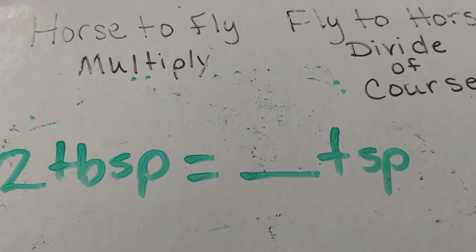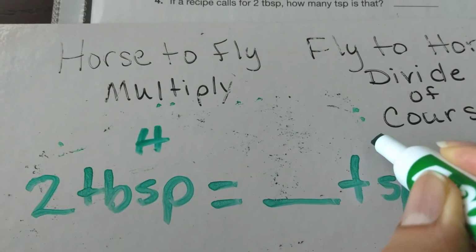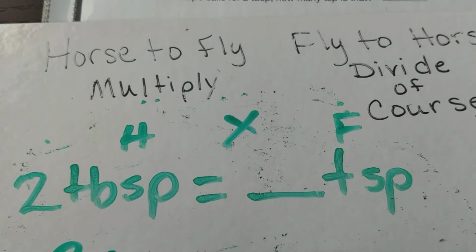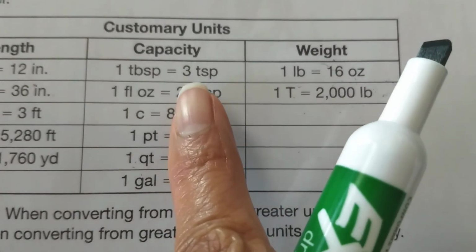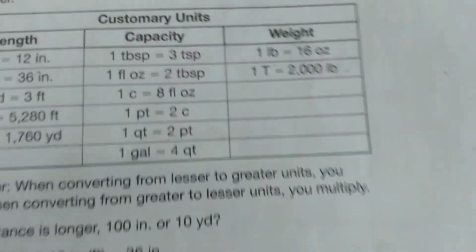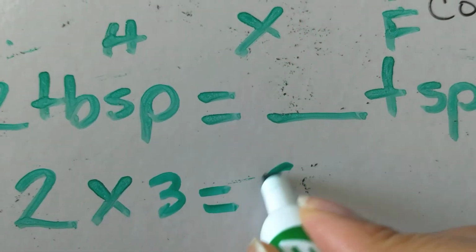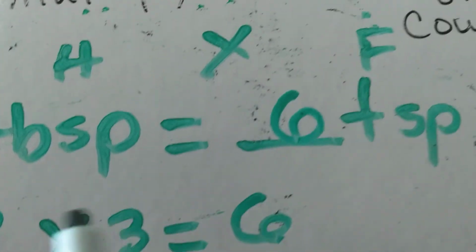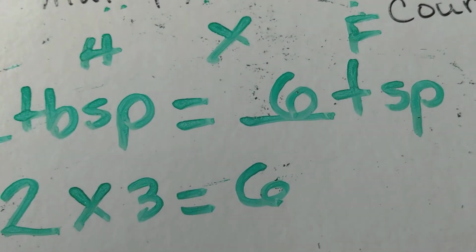All right, so first of all, we're multiplying, right? Because we're going from tablespoons to teaspoons. So that's horse to fly, multiply. So that'll be 2 times what number? Again, go back up to the chart. Always the larger number. 2 times 3. So 2 times 3 is going to equal what? 6, right? So I'll put 6 here. So 2 tablespoons equals 6 teaspoons.